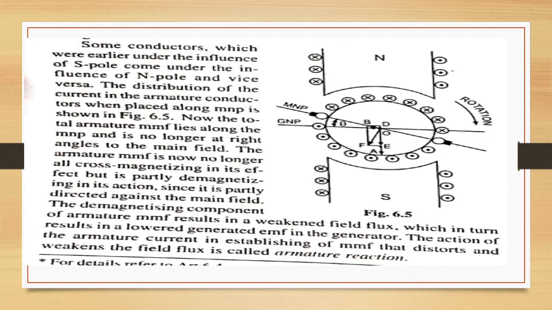The action of armature current in establishing an MMF that will distort and weaken the main field flux is called armature reaction. So this is the explanation for what exactly is armature reaction. The action of armature current in establishing an MMF that will distort and weaken the main field flux is called armature reaction.